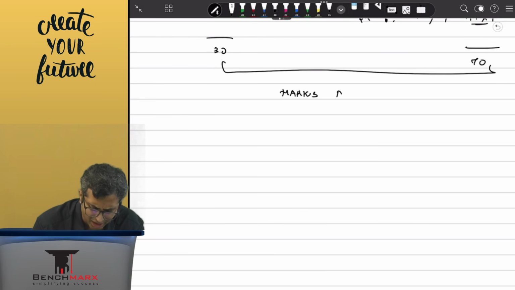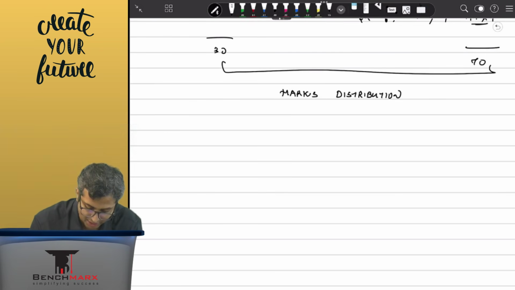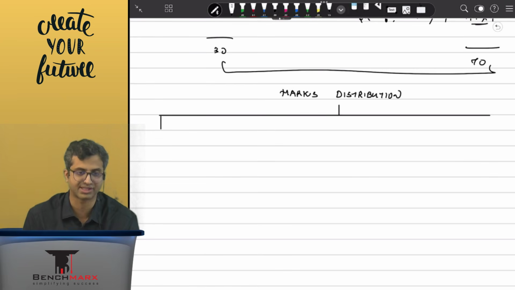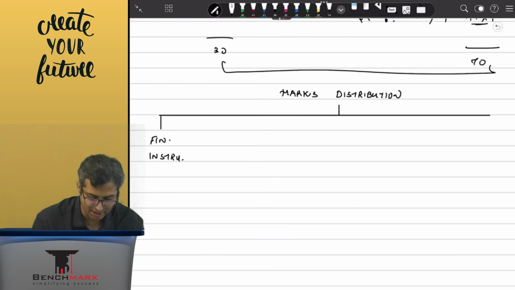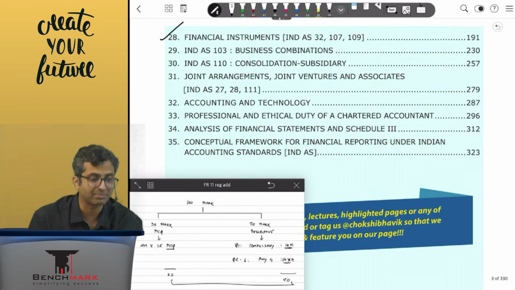So when I look at the marks distribution, I will take a total of 114 marks, including the 14 marks of option that comes. So that will be 114 marks. The most important chapter, without any exception, would be the chapter on financial instruments. Every exam, this is the chapter in your index. This would be chapter number 28.